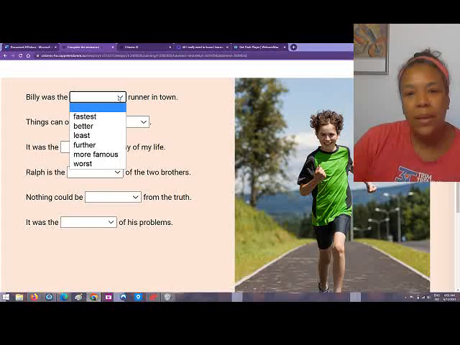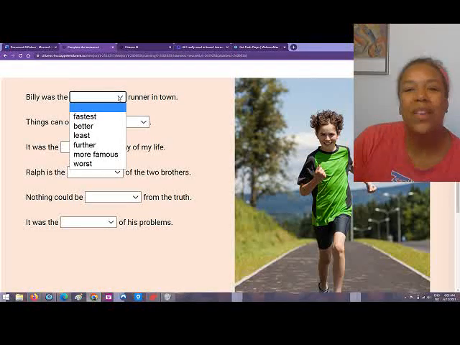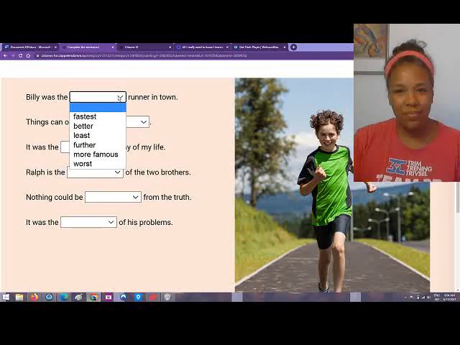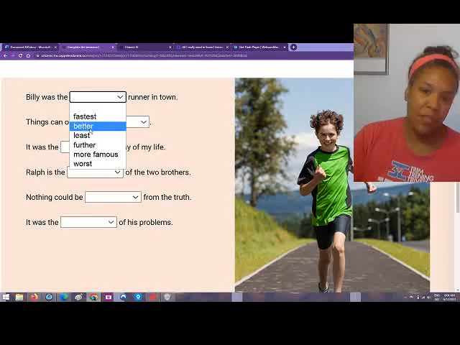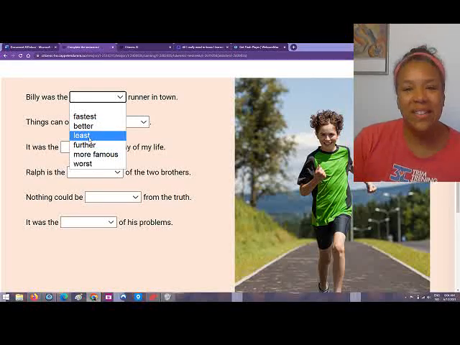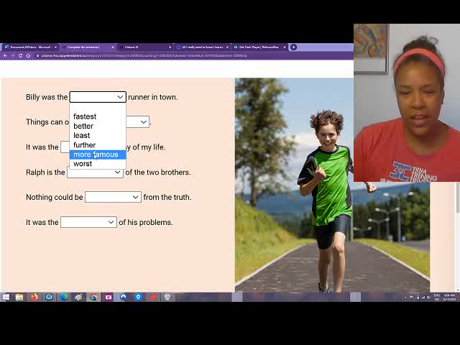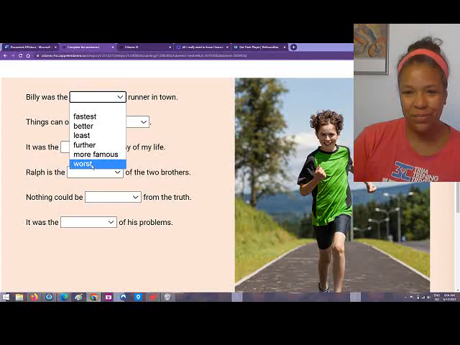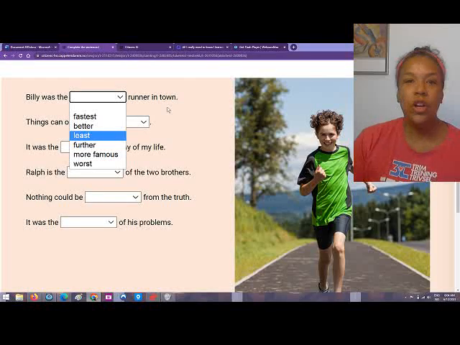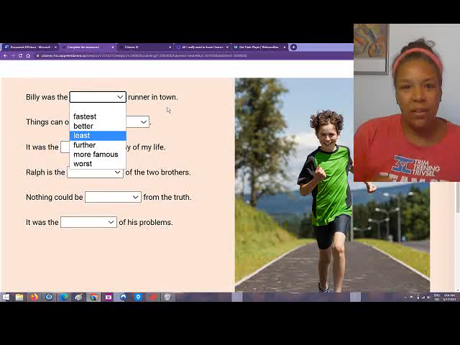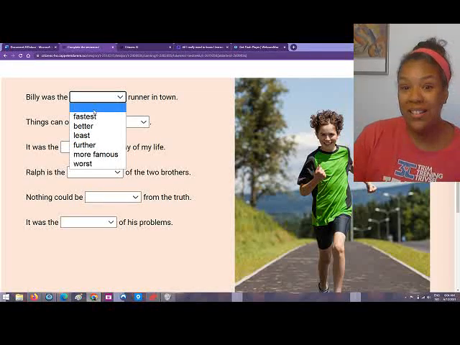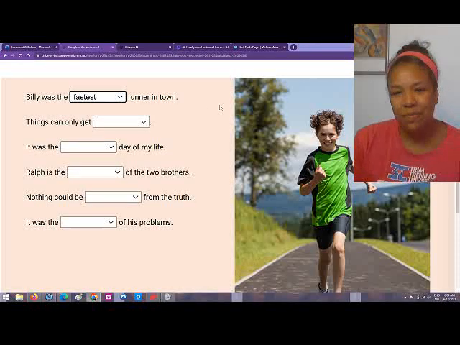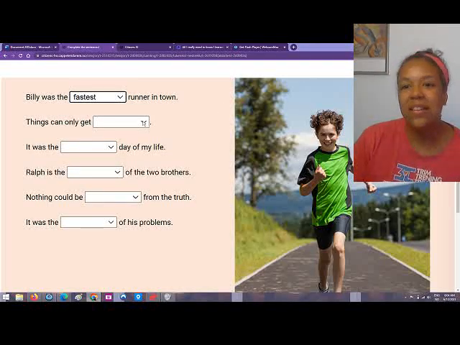So here, Billy is the fastest runner in town. And then you have better, least, further, more famous, worst. When you talk about a runner, somebody running, you would probably think of how fast does he run? He runs so fast that he is the fastest runner in town. So fastest is the one.